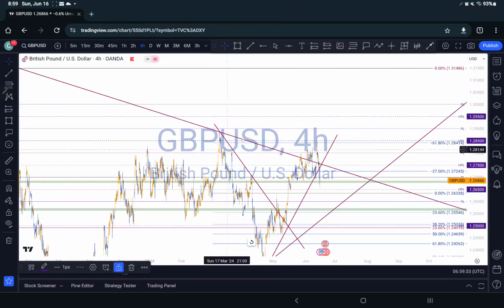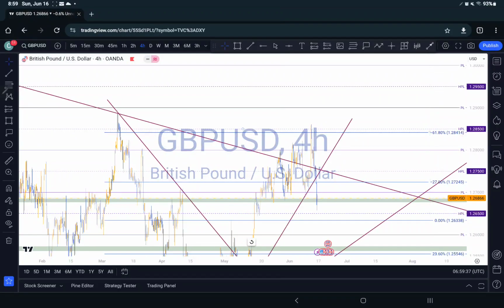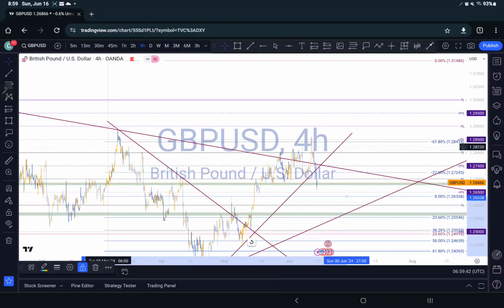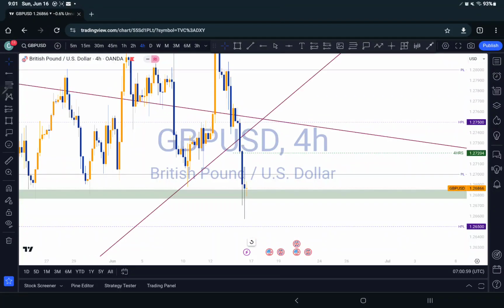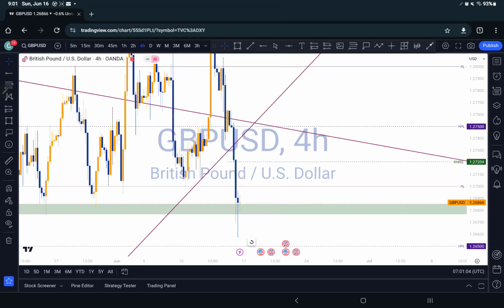Let's delete my previous fib because I don't think it's valid anymore, and I don't want to crowd the chart. So just like I said, be mindful around that area. So let me just draw my zone.